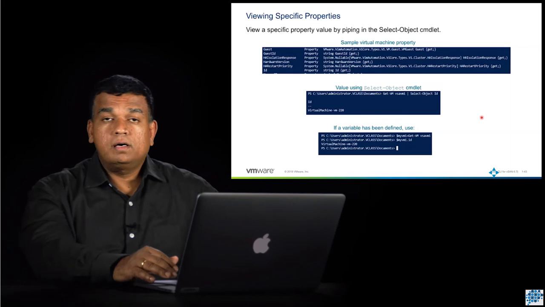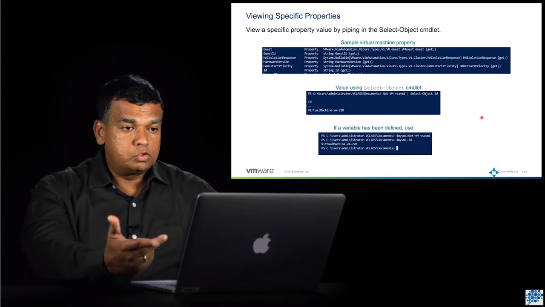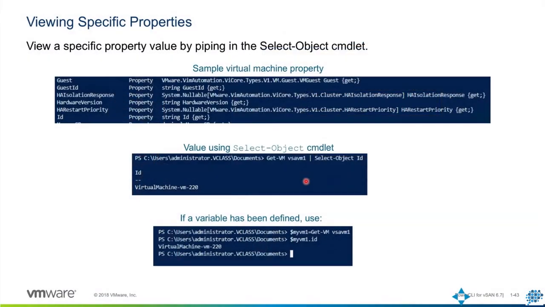Let's say you want to look at some specific properties of an object. Let's see how we can filter those properties. Here I say Get-VM VSA-VM1. VSA-VM1 is one of the virtual machines in my environment, and then I pipe it to the Select-Object cmdlet, and using Select-Object I select only one property, which is the ID. I am selecting the property called ID, which is associated with a virtual machine, and it shows me the ID of the virtual machine, which is VirtualMachine-vm-220.